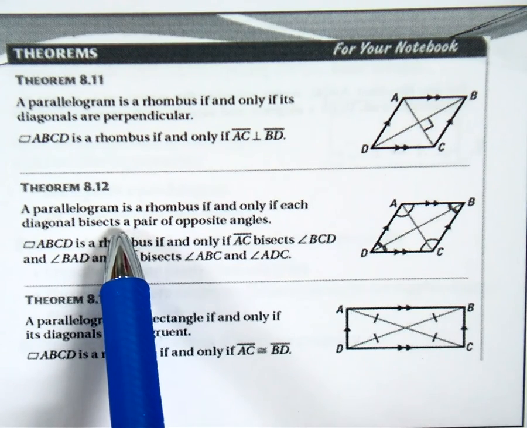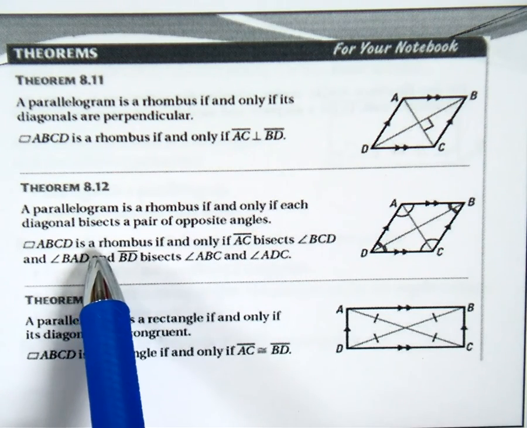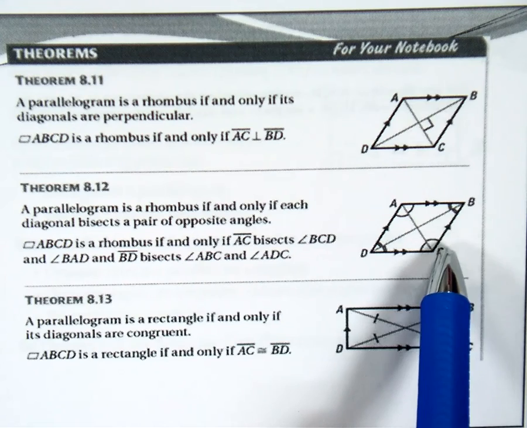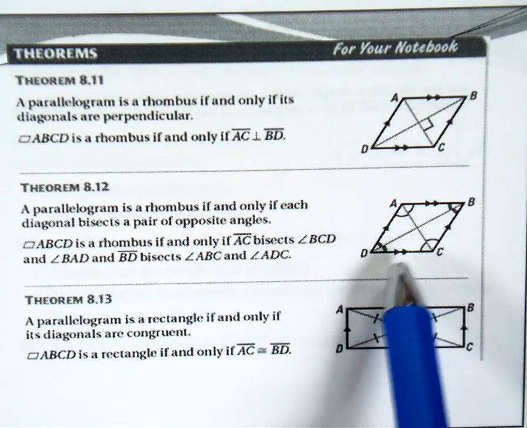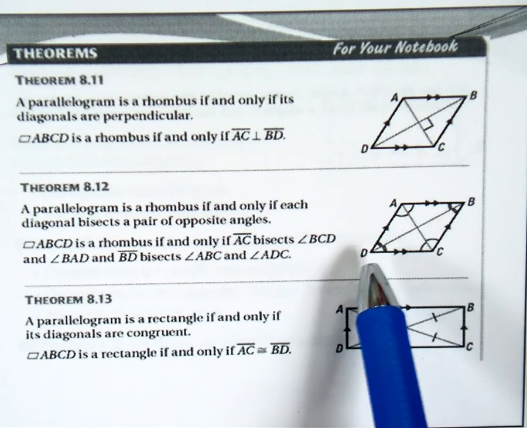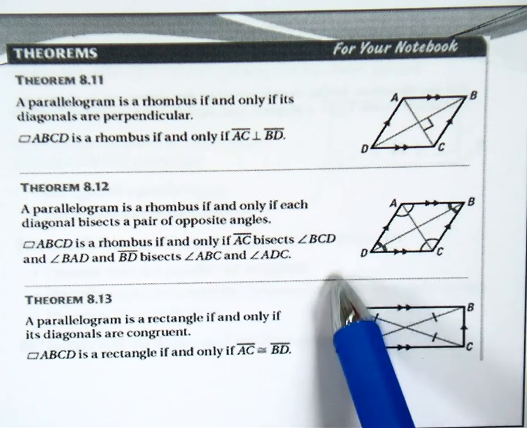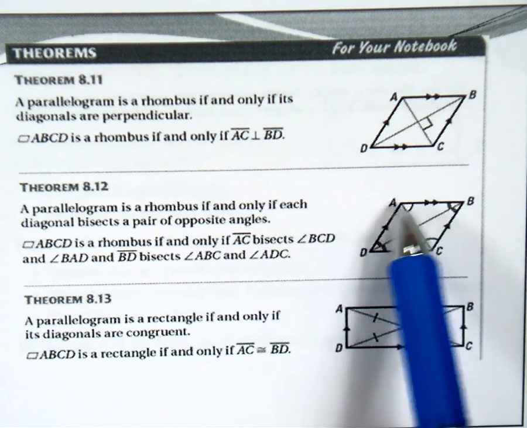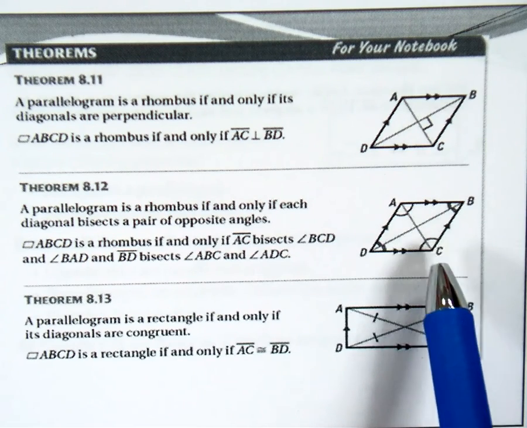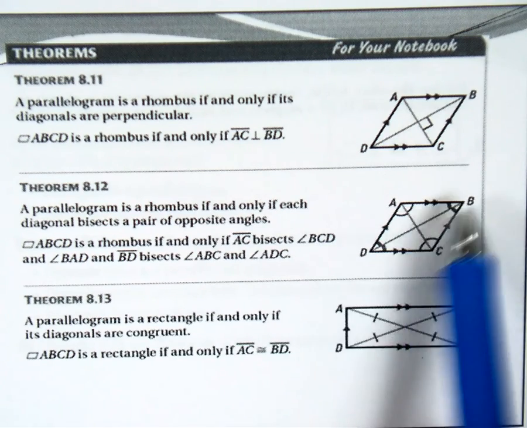A parallelogram is a rhombus if and only if each diagonal bisects a pair of opposite angles. Another thing about these diagonals is that they cut the angles in the corners in half. This diagonal is going to bisect this angle and this angle, and this diagonal bisects these two corners.